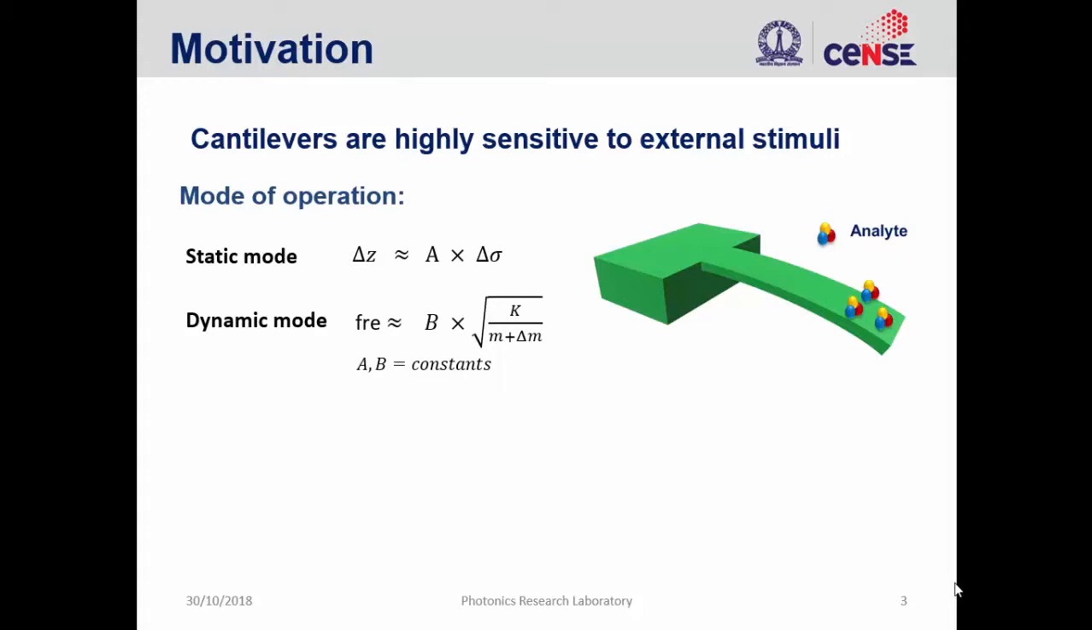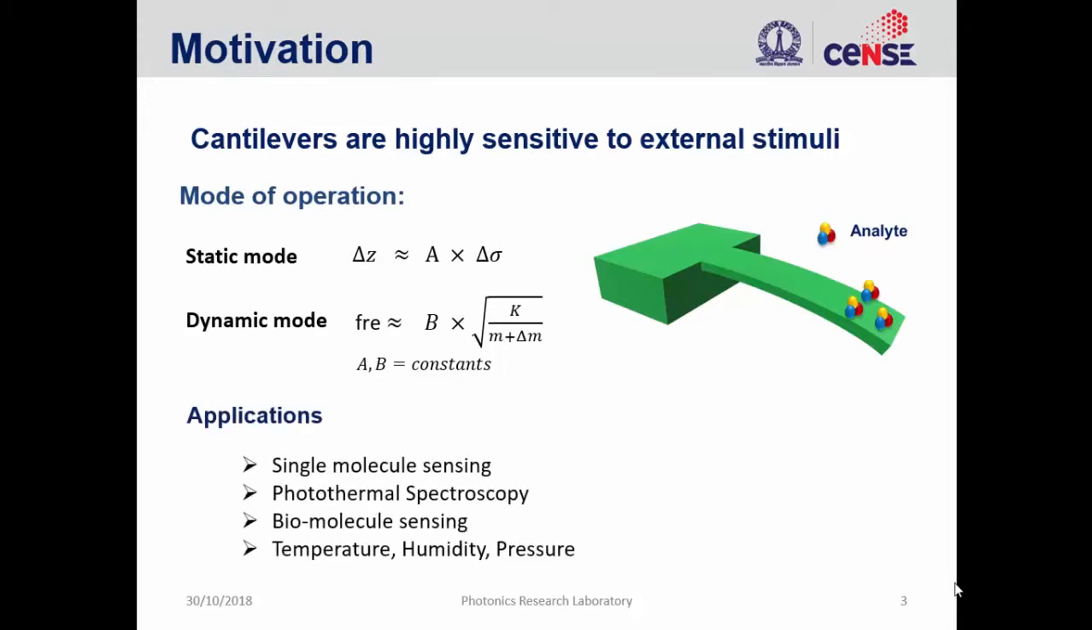These two modes of cantilever operation are widely explored for different types of applications, such as single molecule detection, photothermal spectroscopy, biomedical sensing, and lots of different physical parameters such as temperature, humidity, and pressure. In order to have a very sensitive sensor, it becomes very important to accurately measure the displacement or the change in the initial position of the cantilever, or the shift in the frequency.